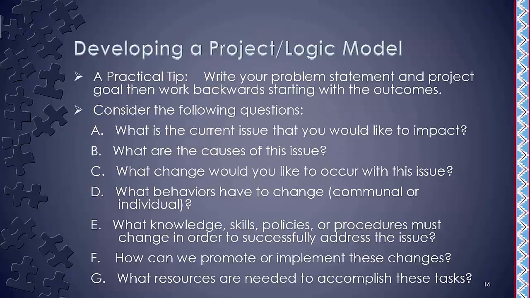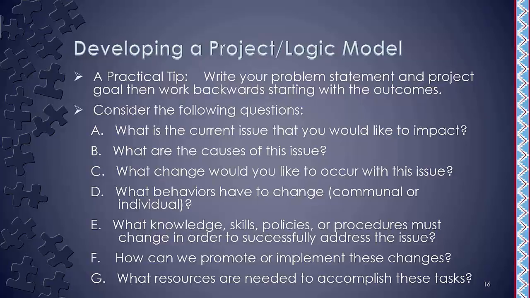There is a practical tip that I'd like to give you. If you think back to the template that I had you look at a few minutes ago, you're going to write your problem statement first. Once you have your problem statement designed, then you are going to set your project goal. And once your project goal is set, you are going to work backwards, starting with the outcomes. What do you want to accomplish? What outputs or products are you going to create? What activities do you need in order to create those outputs and accomplish your outcomes? And in order to implement the overall project, what resources do you need? And we're going to break this down into steps for you in a few minutes.